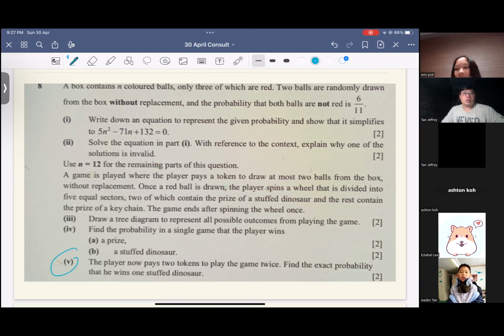Okay, I'm going to borrow answers from earlier. Part 4b, you know that the answer is 2/11. So if I'm going to play the game twice and I want to win 1 stuffed dinosaur, it can mean that the first game I win and the second game I lose, or the first game I lose and the second game I win. That's the answer. Just add these 2 up. Or basically, you can just times 2 because all 4 components of the multiplication are the same.